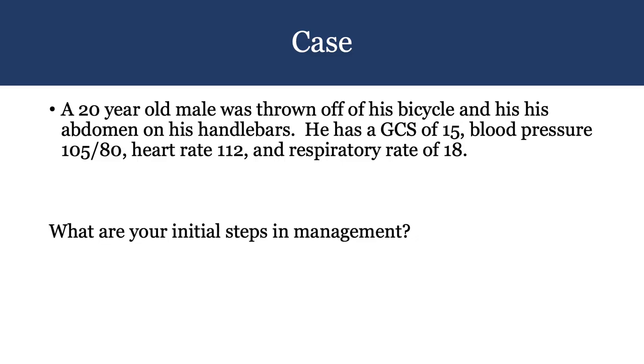So there's a small case for you to ponder about. Think about a 20-year-old male who was thrown off his bicycle and he hit his abdomen on his handlebars. He has a GCS of 15, a blood pressure of 105/8, and a heart rate of 112, with a respiratory rate of 18. What are your initial steps in management, and what would your priorities be?